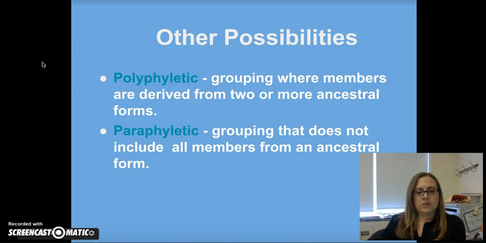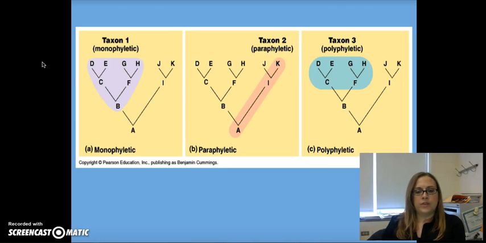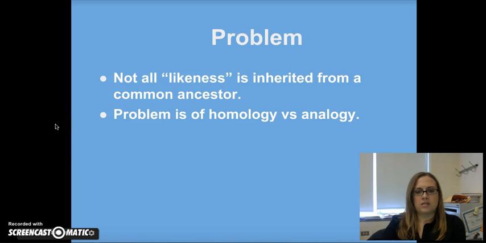But there are other possibilities as well. So polyphyletic grouping is where members are derived from two or more ancestral forms, and then paraphyletic is when grouping does not include all the members from an ancestral form. So here we have the polyphyletic grouping, and so we are looking at the ancestors of C and F, and paraphyletic here we are looking at K, but we are not including J.